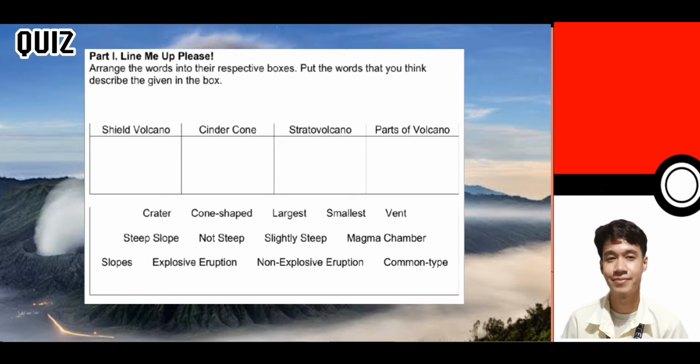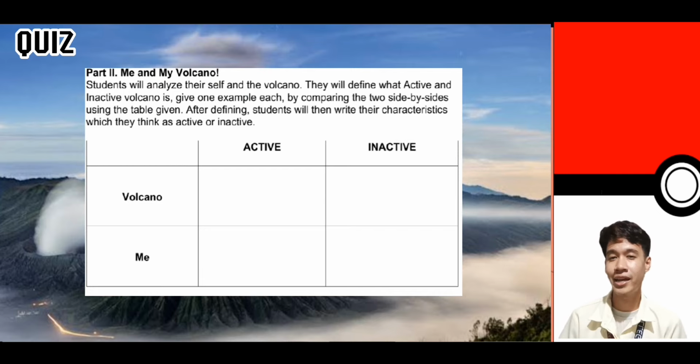The second part is Me and My Volcanoes. You students will analyze yourself and the volcano. You will define what an active and inactive volcano is, and give one example each by comparing the two side by side using the table given. After defining, you students will then write your characteristics which you think are active or inactive.